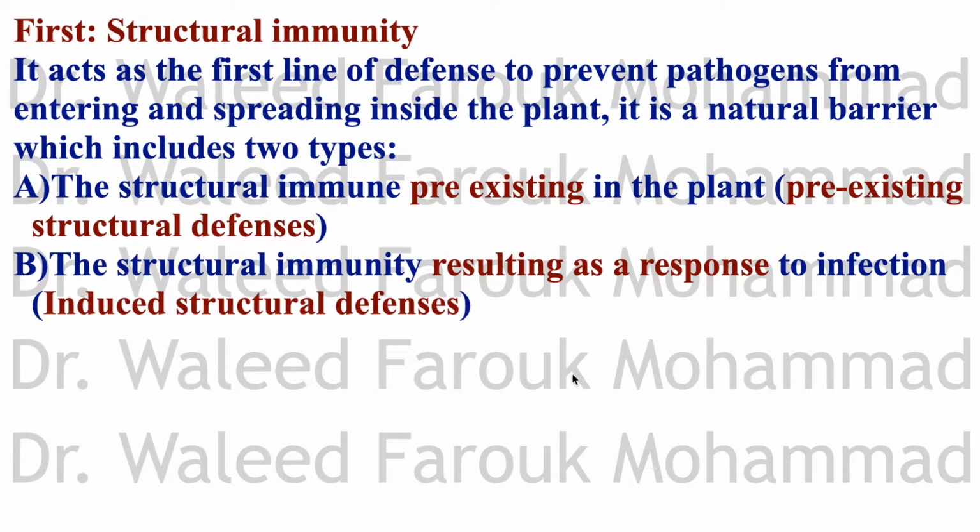Let's discuss the structural immunity. It's the first line of defense against pathogens, and has two types: the structural immune or pre-existing in plant, the pre-existing structural defenses, and the induced ones, the structural immunity resulting as a response to infection. يبقى في اللي هي pre-existing اللي موجودة أصلا في البلانت، وفي اللي وجدت بعد infection، استجابة لإنفكشن، induced structural defenses.